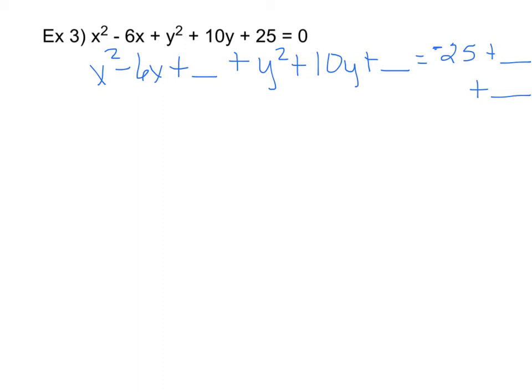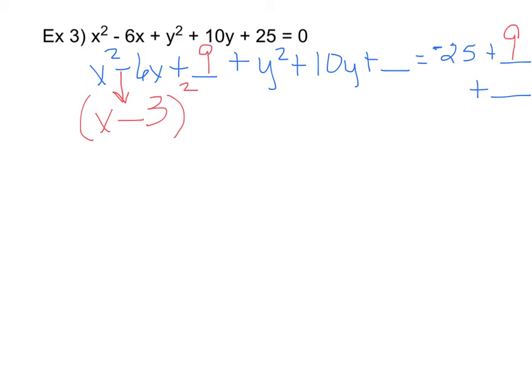For the x, I end up with x minus. Now remember, because I have a minus sign next to my 6, I have a minus sign in my parentheses. And then you take your 6 and divide it by 2. So what's 6 divided by 2? 3. And then I take that 3 and square it to put it in my blanks. So that's a 9. Whatever you do to one side, you have to do to the other, so I'm going to put a 9 in the blanks on the right side too.